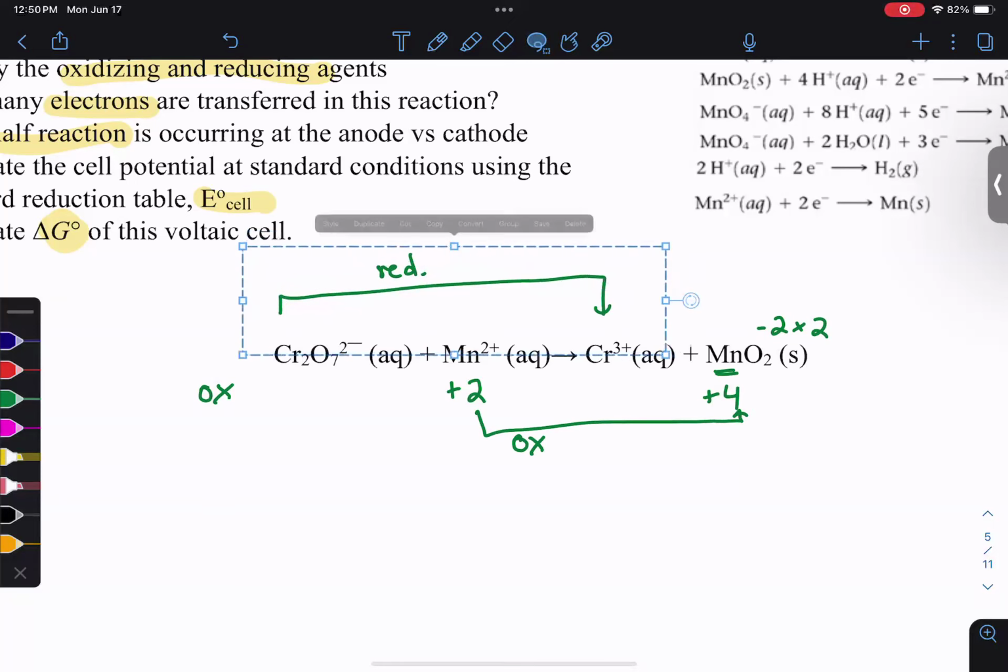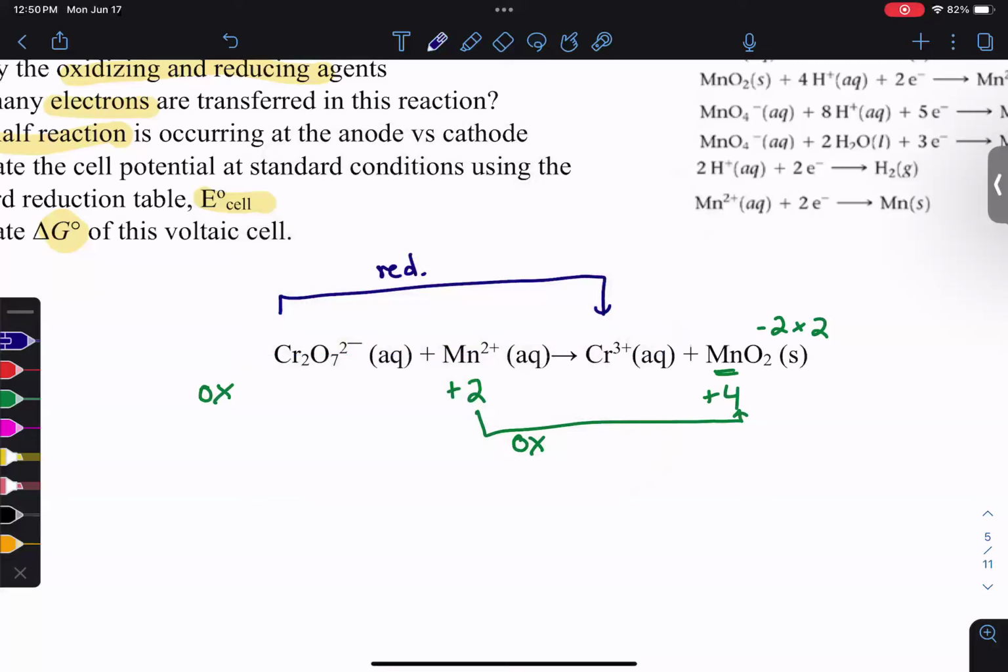Chromium, okay, let's get a different color, blue. Chromium on the product side is +3. That one's pretty straightforward, but it's a little bit more difficult on the reactant side because there are 2 chromiums. So again, if you think charge with oxidation number, you'll be right 99% of the time. I recognize each of those oxygens is -2, so there's -14 coming from the oxygens, but this has to add up to -2. That means I have to have +12 coming from those 2 chromiums, so it's 2 times 6. Each of those chromiums has a +6 oxidation number. So we're going from +6 to +3. Yes, that chromium is being reduced. It's gaining 3 electrons.